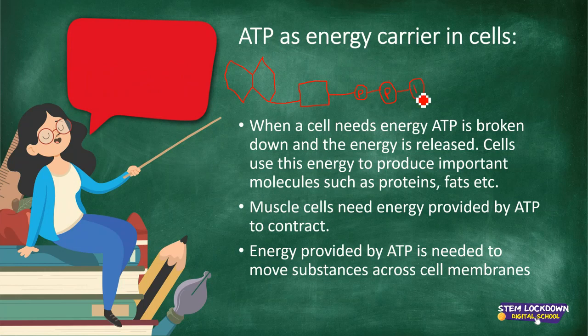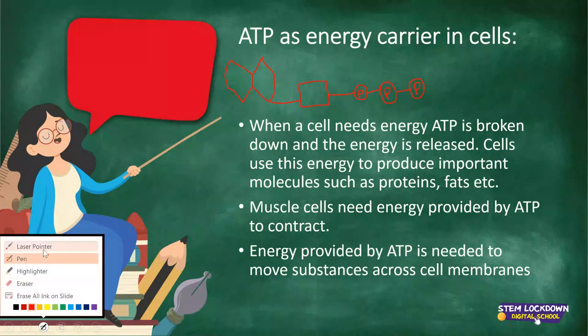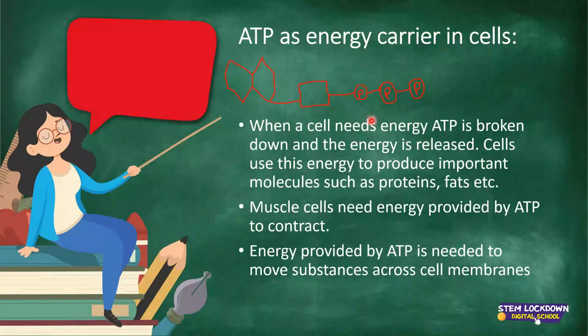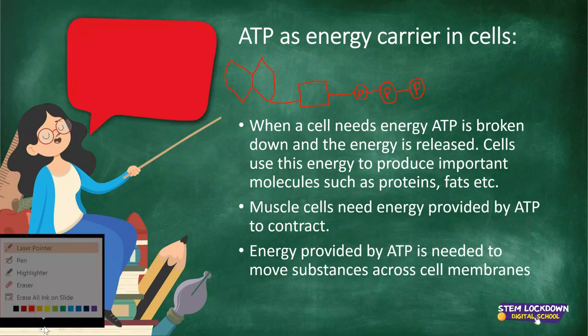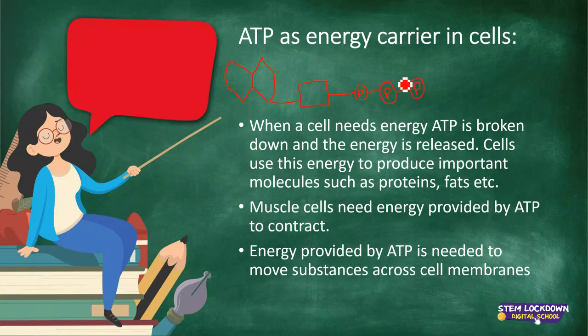So these are your phosphate atoms. It's a tri molecule. When ATP is broken down, energy is released. What do they mean when ATP is broken down? This bond breaks, the first bond of the phosphate, and it releases energy. The cells use this energy to produce important molecules such as proteins, fats, etc.